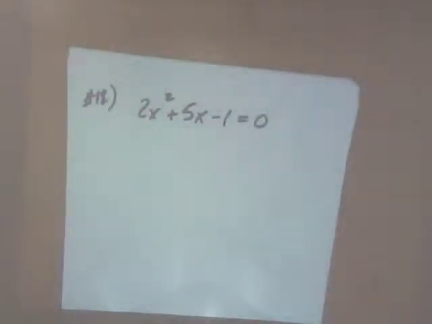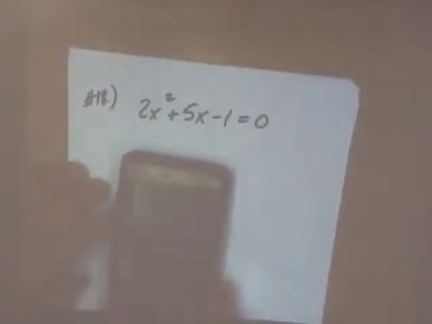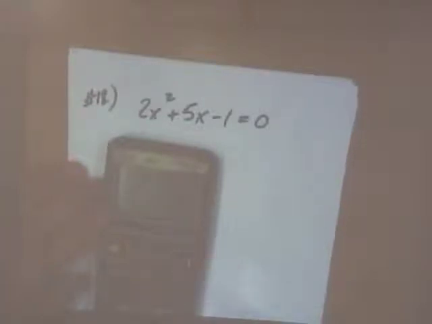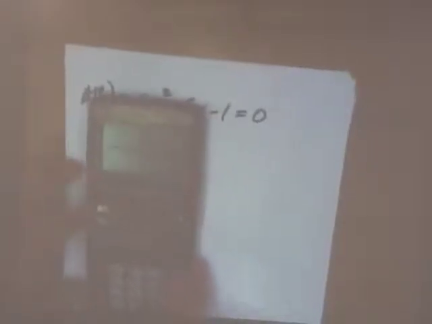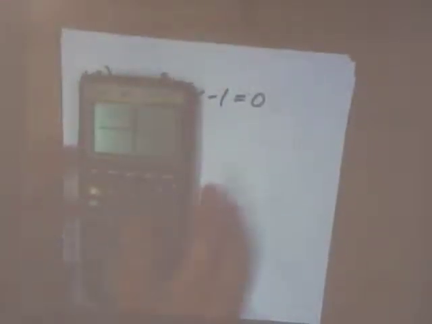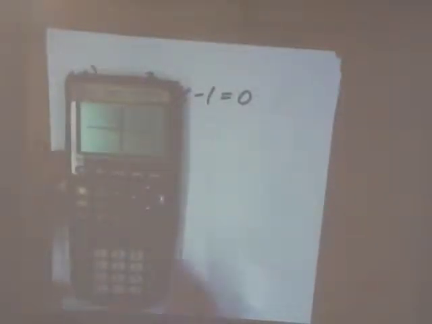Approximate solution to me means there's going to be decimals, so I would grab my calculator. Go ahead and throw it in the y equals graph. 2x squared plus 5x minus 1. Hit graph. Zoom 6, give me the standard window. There's both solutions. It crosses the x-axis twice, right?